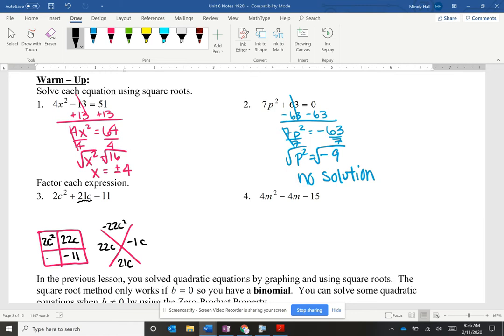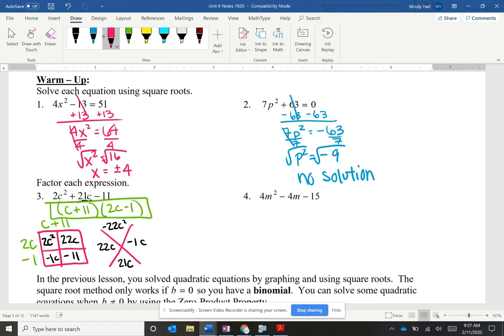So then we fill in the rest of our box. And then we go ahead and factor each row. So in the top row, we can take out a 2c. And when we do that, 2c times c gives me 2c squared, and 2c times 11 gives me 22c. And so then on the first column, if we were to take out a c, that would leave negative 1. And then negative 1 times 11 gives us negative 11. And so the factored form would be c plus 11 times 2c minus 1. Okay.